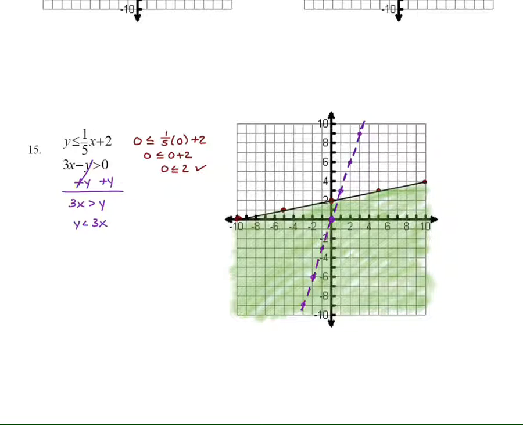Now to pick a point to check, 0, 0 is not going to be a good point to check here because 0, 0 is on the line. So I pick another point. The other easiest one to check would probably be 1, 1.